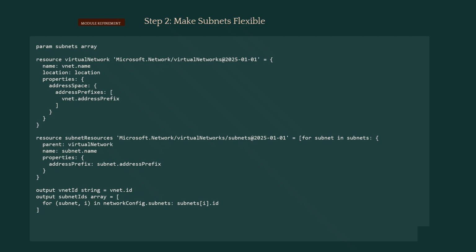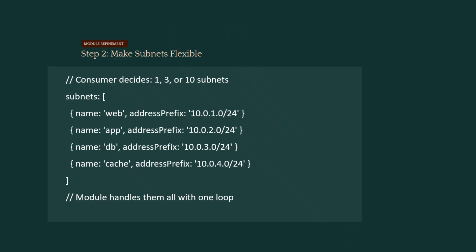All right. Let's look at how clean this is. One loop creates all the subnets dynamically, and notice the output. You use the index i to map each subnet ID back to the original input order. This simple change transforms your module from a rigid one into a versatile building block that works for many scenarios. Development environment with one subnet, production environment with many, and anything between. It doesn't matter. It is flexible, it is modularized, it is reusable.